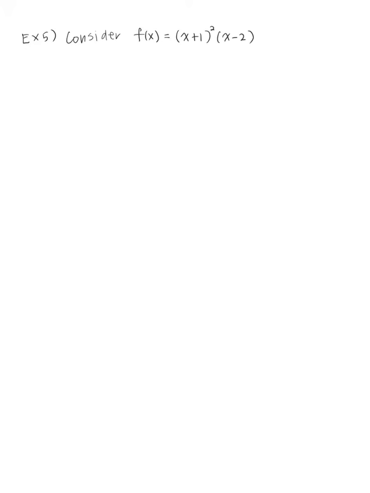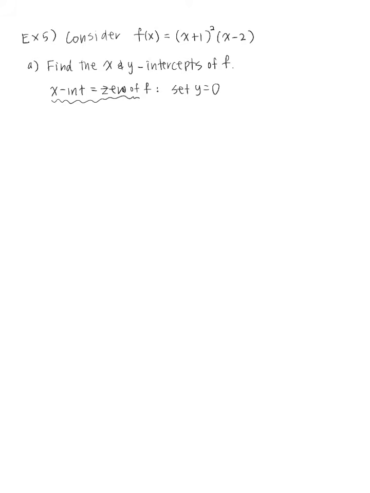Example 5, consider the polynomial function f of x equals x plus 1 squared times x minus 2. Part A, let's find the x and the y-intercepts of f. So let's first go with the x-intercept. X-intercept is the same thing as the 0 of f. How do you do that? You set y equals to 0 and then you just basically solve for x. That's how to find your x-intercept.